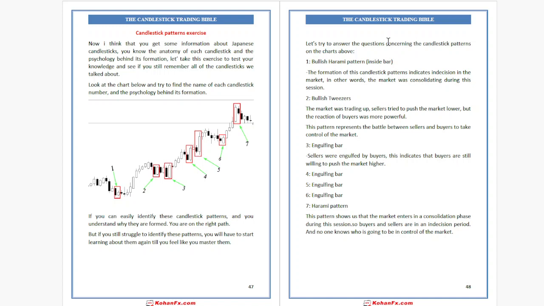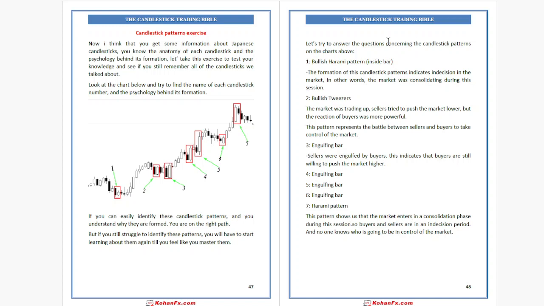3. Engulfing bar. Sellers were engulfed by buyers. This indicates that buyers are still willing to push the market higher. 4. Engulfing bar. The 5th and 6th are the same, engulfing, which means buyers are still willing to push the market higher.